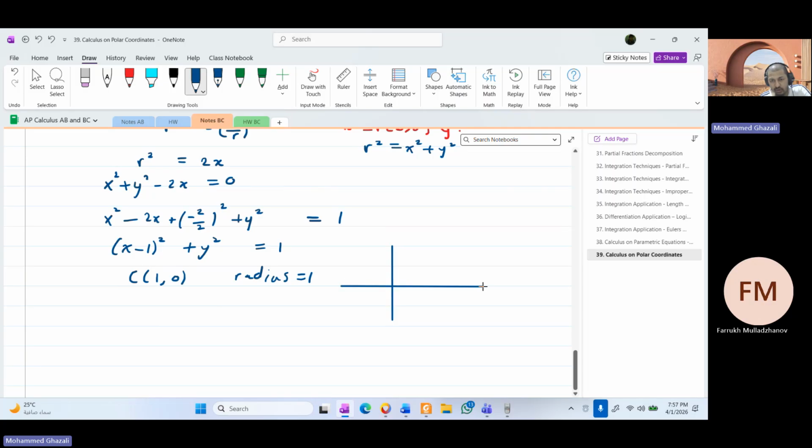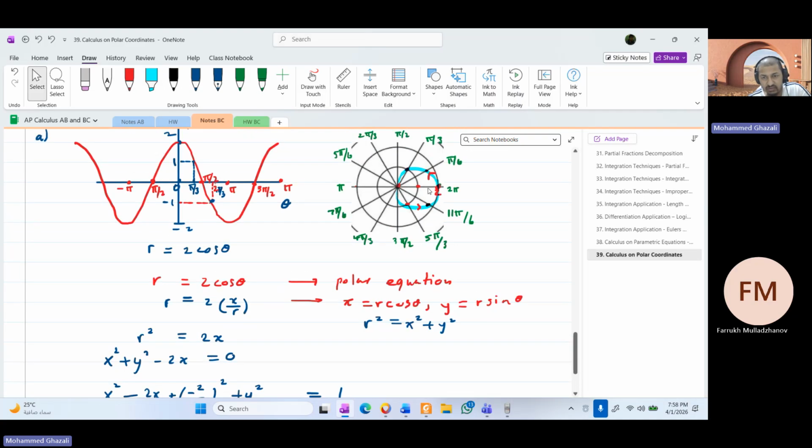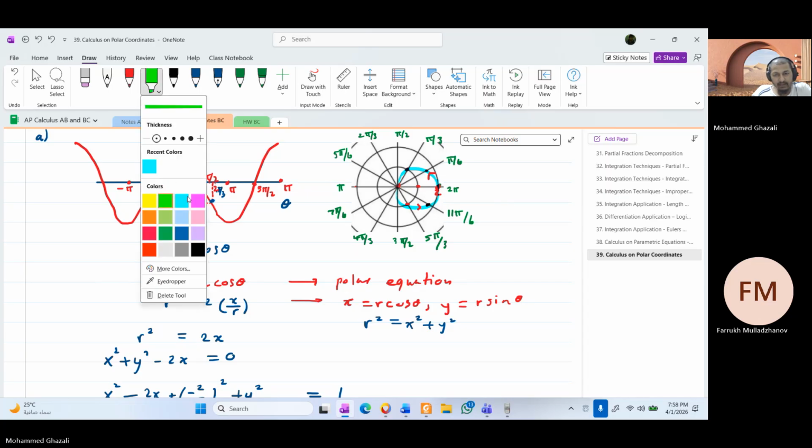Not always can you convert a polar equation into a Cartesian equation, okay? So center is (1, 0), right? And the radius is 1. So you'll go to a maximum value of 2 there. And can you see the polar equation was exactly the same? See this equation here? It's the same thing. It's the same circle. Can you see the circle here?